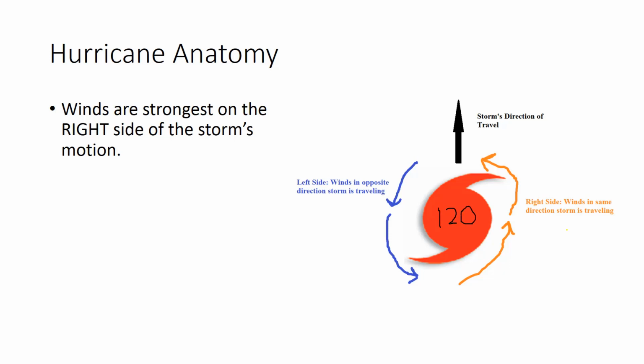So strong Category 3 hurricane, winds of 120 miles an hour, and it's traveling north at 15 miles an hour. Over here, on the right side, where the wind is blowing in the same direction the storm is traveling in, you would have winds of 135 miles an hour. 120 plus 15 gives you 135. Meanwhile, on the other side of the hurricane, the winds are blowing in the opposite direction that the storm is traveling in, so you actually subtract that 15. So over here you would have wind speeds of 105 miles an hour. And I'll actually show you a pretty cool example of this with Hurricane Irma in a few minutes.